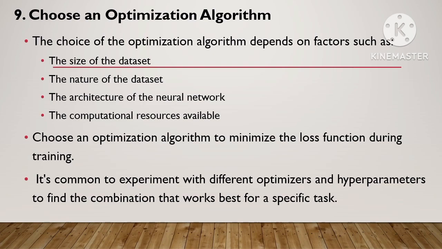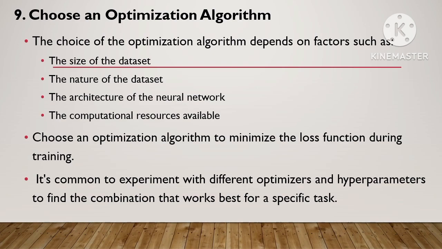Choosing an optimization algorithm, that is, you need to choose an optimization algorithm to minimize the loss function during training. Yeah? And it is common to experiment with different optimizers and hyperparameters to find the combination that works best for a specific task.